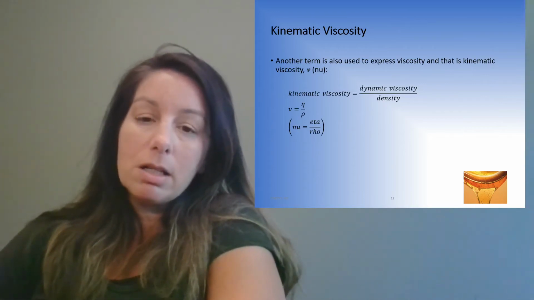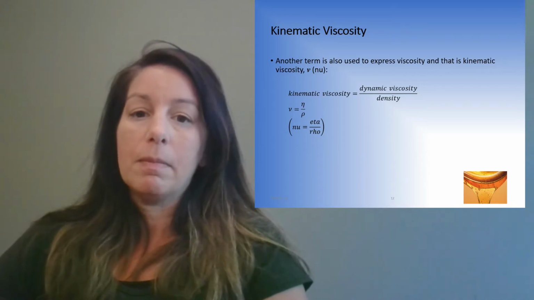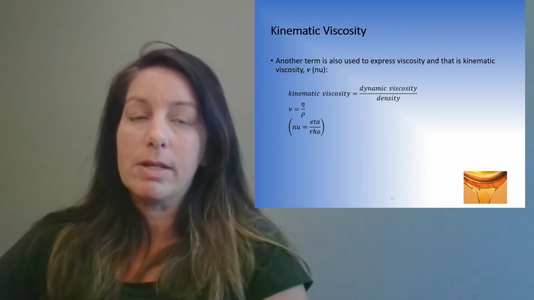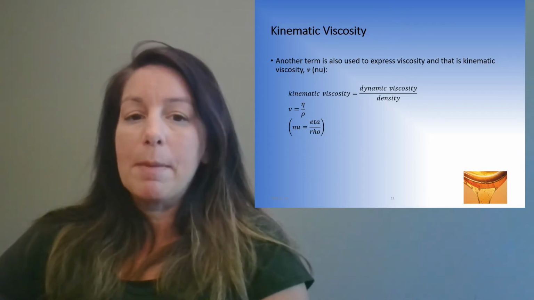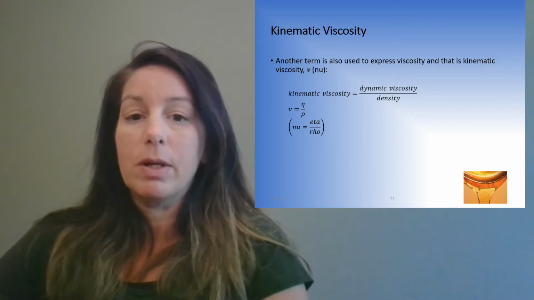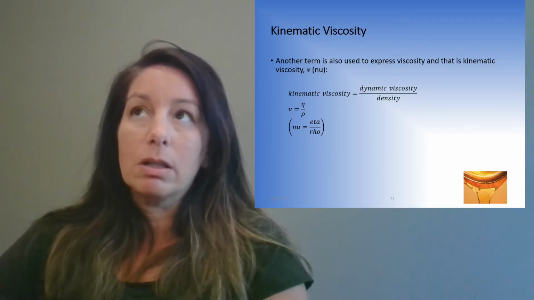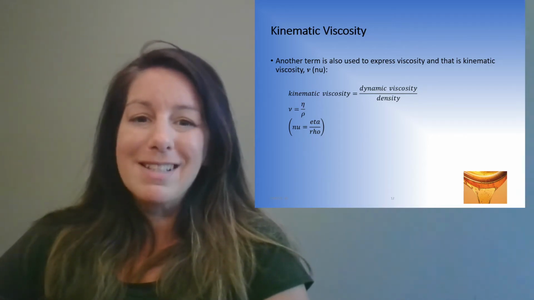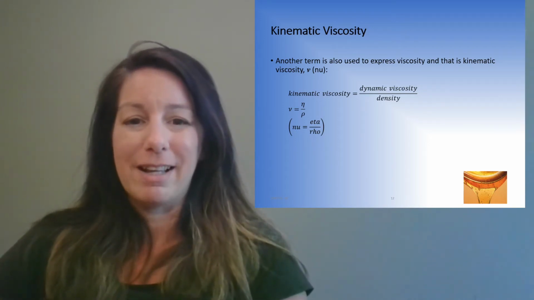And so another term is used to express viscosity. This is kinematic viscosity. It's sort of a stylized V, nu. It's basically the dynamic viscosity over the density of the fluid. So nu is equal to eta over rho. I know it gets a little bit complicated. It's easier when you're just looking at the Greek letters, eh?